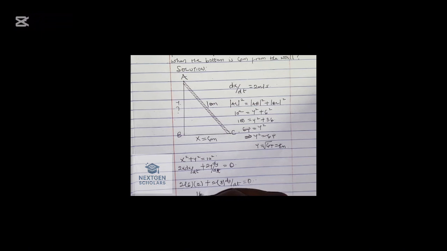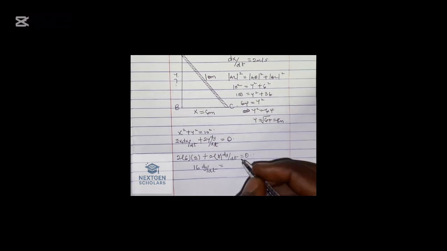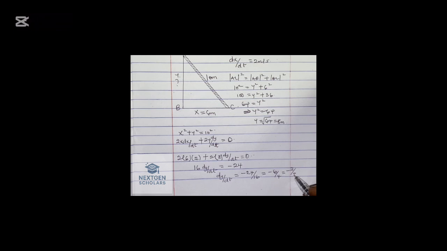So 16 dy/dt is equal to negative 24. At the end, dy/dt is equal to negative 24 over 16, which is equal to, dividing by 4, negative 6 over 4, which takes us, dividing by 2, to negative 3 over 2.